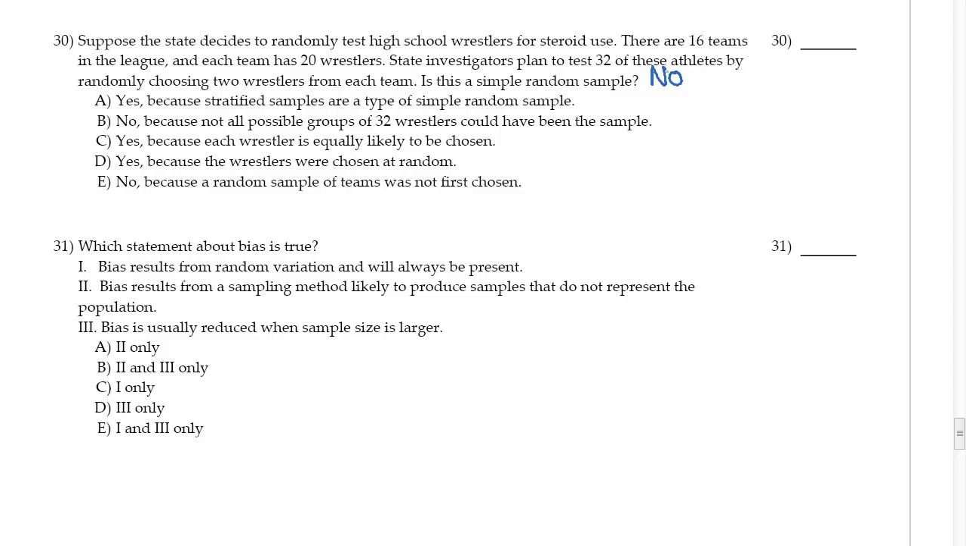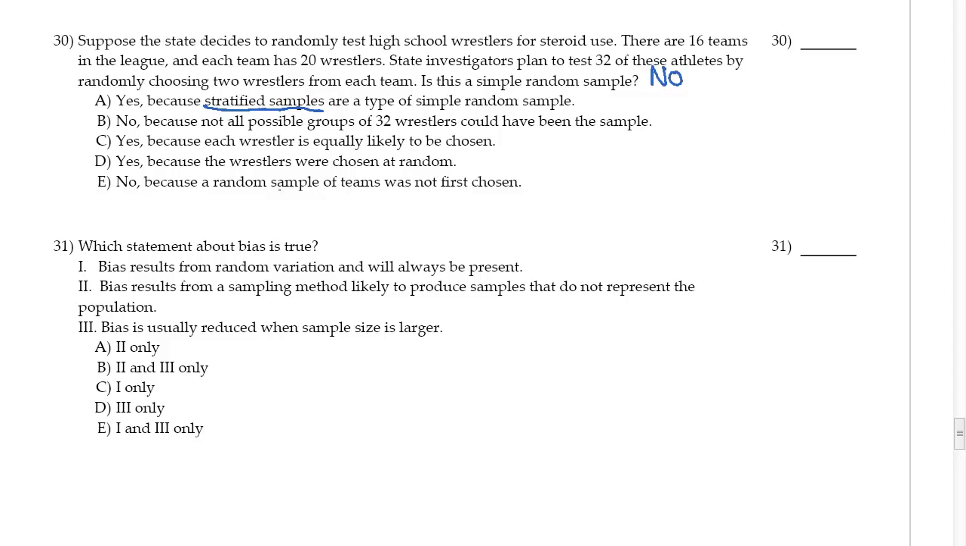Okay? They're going to test 32 athletes, but they're going to choose 2 wrestlers from each team. So what you've done is you've stratified the samples by team. So that's the homogeneous trait, is that they're all on the same team, and then you're just picking 2. It can't be a cluster sample because there's no census. No, because not all possible groups of 32 wrestlers could have been in the sample. I mean, it is possible to have 32 wrestlers from the same team be in a random sample. Not likely, but possible. Yes, because each wrestler is equally likely to be chosen. Remember, you're still equally likely to be chosen in a stratified sample.